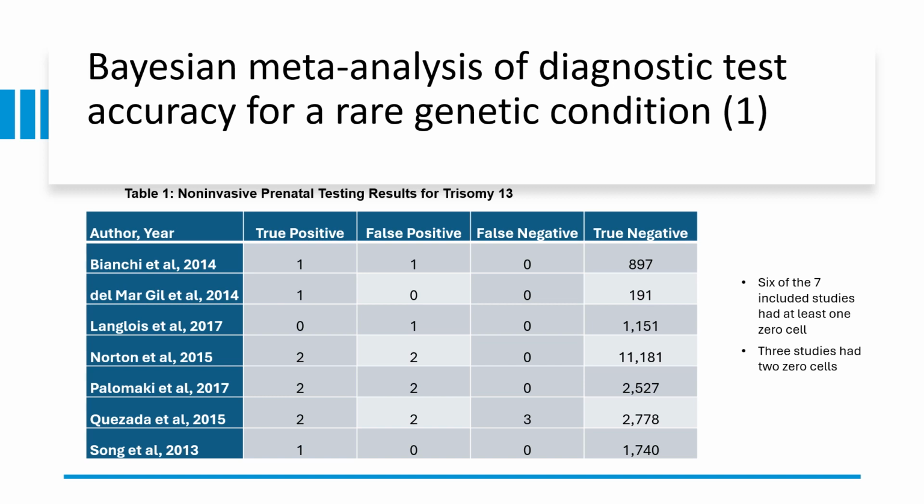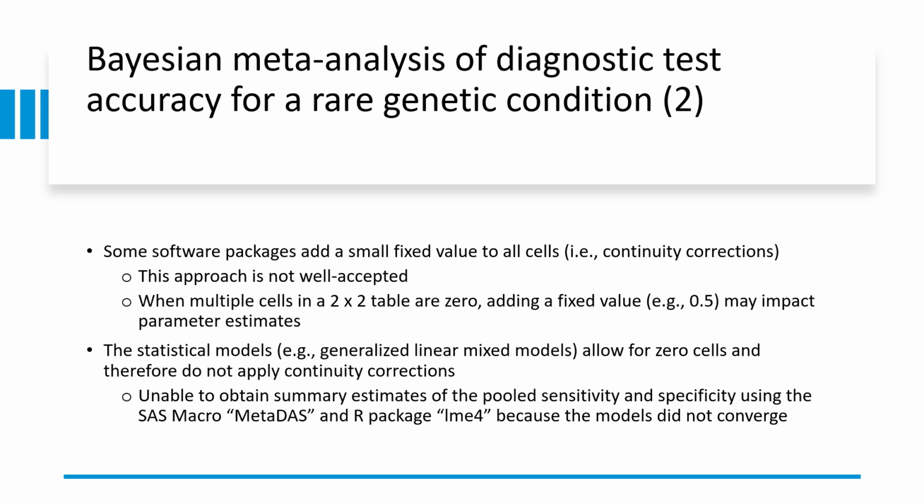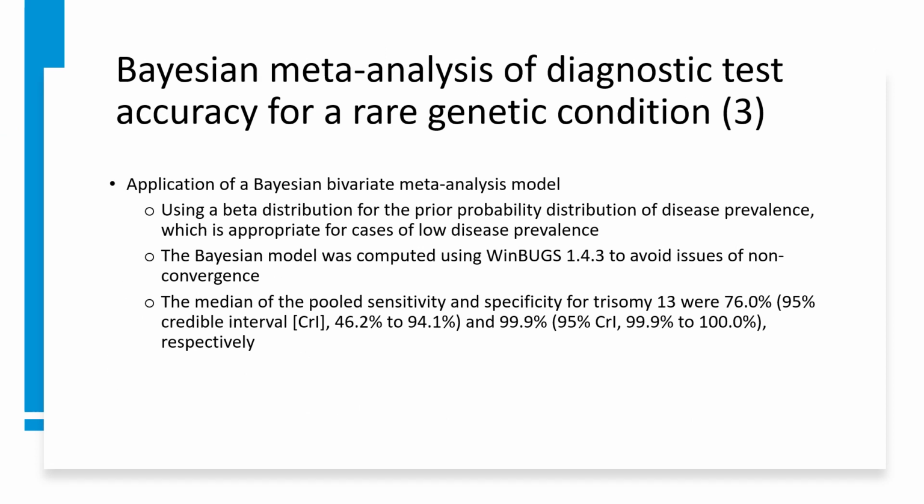6 of the 7 included studies had at least one 0 cell in its 2x2 table, and 3 studies had 2 0 cells. We were unable to obtain summary estimates of the pooled sensitivity and specificity using a frequentist method because the models did not converge. We instead applied a Bayesian bivariate meta-analysis model for diagnostic test accuracy that uses a beta distribution for the prior probability distribution of disease prevalence, which is appropriate for cases of low disease prevalence. The Bayesian model was computed using WinBUGS to avoid issues of non-convergence.